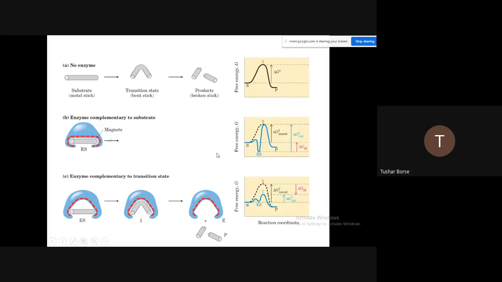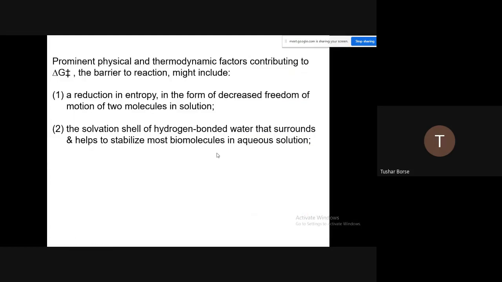So the next slide will show you what actually happens when there is a physical interaction between the enzyme and the substrate. As we have seen, there are many factors which help us to lower the energy of activation. Some 3 to 4 different factors are there. The first one is a reduction in entropy in the form of decreased freedom of motion of the two molecules in solution. Initially you had two entities, one enzyme and one substrate, so the entropy is more, but once the complex is formed, obviously the entropy has decreased. So that is one of the factors responsible for it.